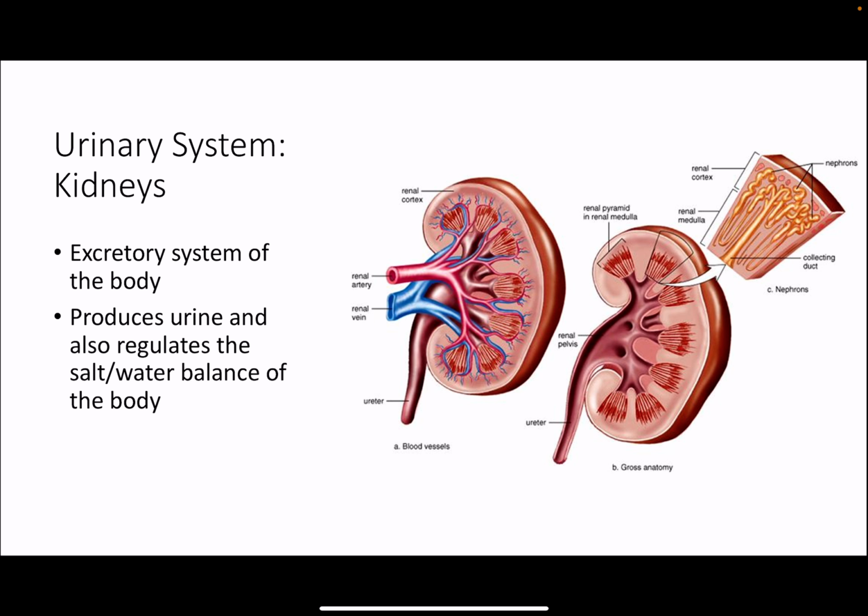All right, so focusing first on the urinary system. The main organ of the urinary system is the kidney. It functions to filter out waste substances from the blood to produce urine. The body also uses urine to help regulate the salt and the water balance in the body. So it either rids itself of excess water or rids itself of excess salt as necessary.